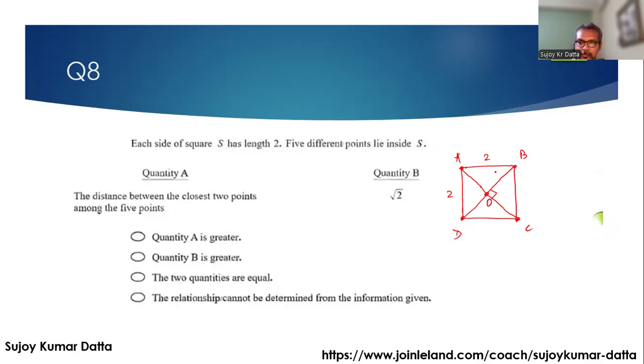Now, if you look at this carefully, 2 and 2, so the diagonal is 2 root 2. So each half will be root 2. That means the distance between the closest 2 points amongst the 5 is obviously either AO or BO or CO or DO, and that would be root 2. So they are either equal to or this is bigger. So the relationship is not defined. It's less than or equal to. A is less than or equal to B. Okay, let's move on.